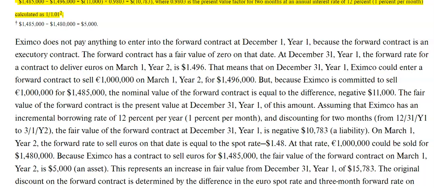$1,496,000 equals $11,000 times 0.9803 equals $10,783, where 0.9803 is the present value factor for 2 months at an annual interest rate of 12%, 1% per month, calculated as 1/1.012.